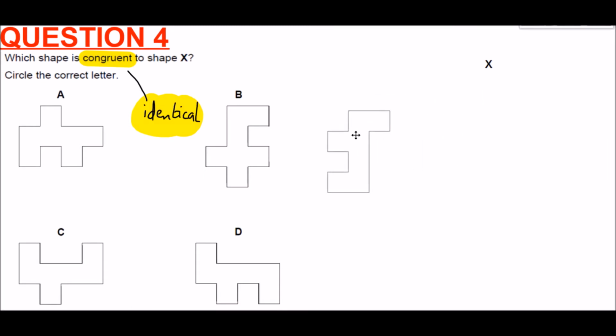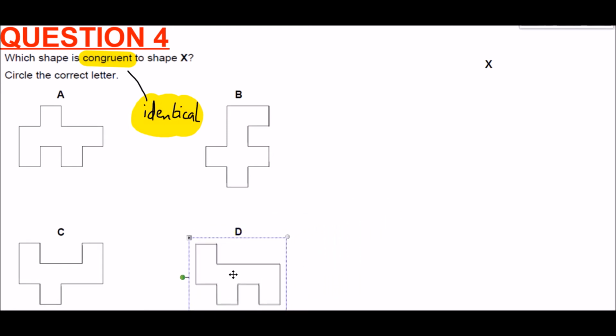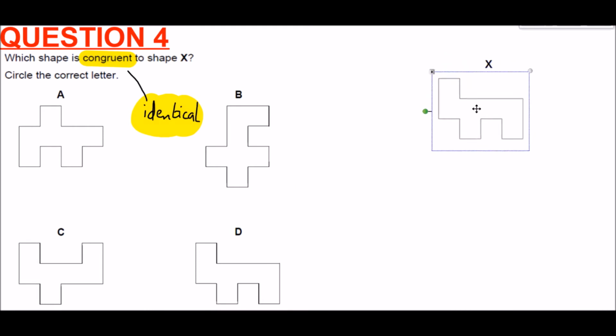And so you can see if X is the same as B, if we put it on top, it doesn't fit exactly. It doesn't fit on top of B nicely. So the only one it would fit on top of, which I'm going to try and show you now, if I just turn this slightly, it would fit on top of D. So hopefully you can see with D, X would fit perfectly on top of D. And it can only do that if it's identical to D. So for that reason, X and D are congruent. It says circle the correct letter. We don't need to circle the shape. I'm sure the examiner would give you the mark anyway, but just circle the letter D, because D is congruent to X.